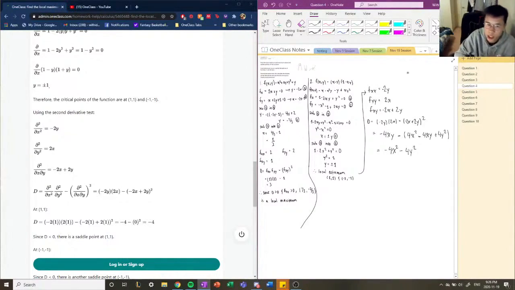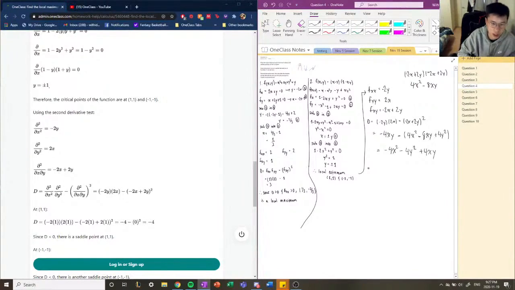Let me make sure I did my expansion right here. I don't want to make any mistakes. So 4x squared minus 4 should be 8, minus 4 negative xy plus 4y squared. So negative 8xy. So this should actually be plus 4xy. Okay, cool. There you go.